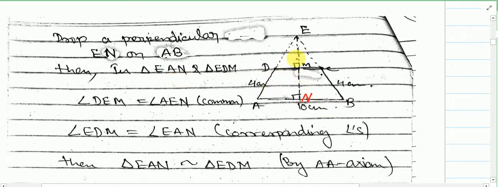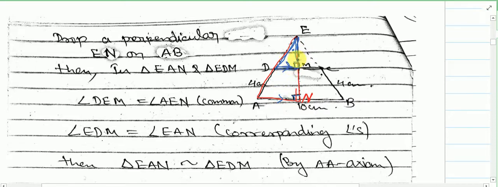Once you have dropped a perpendicular, we will consider this bigger triangle EAN and this smaller triangle EDM. And you will see that these two triangles are similar, because here 90 degree, here 90 degree. Clear? And this is common. Clear? And this is parallel.